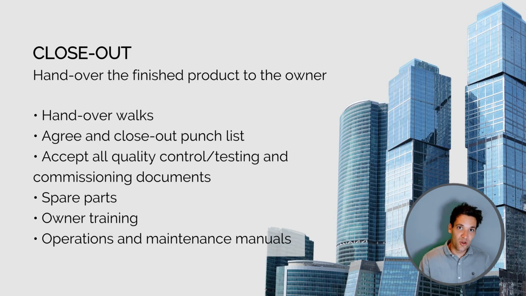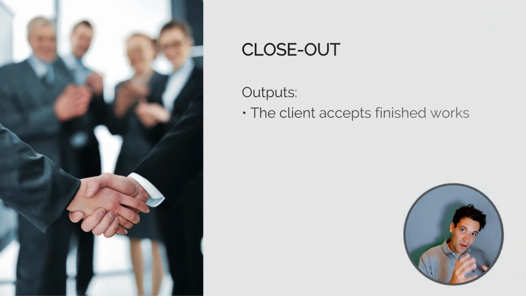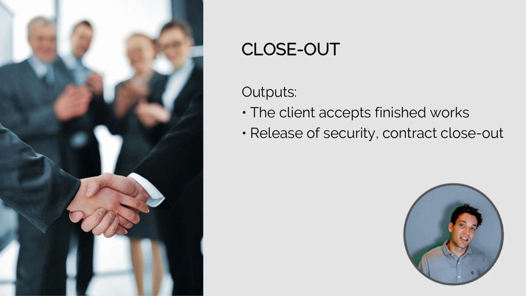We might need to hand over any spare parts. We might have to conduct training for them to show them how different systems operate. And we'll need to give them an operations and maintenance manual. Again, these specific requirements will depend on the contract, but these are typical activities that take place to hand over the finished project. So as an output of the closeout phase, the client has accepted the finished work. They've given it their tick of approval and said that we've delivered the project successfully. They'll close out the contract and they'll return any security or retention they were holding.